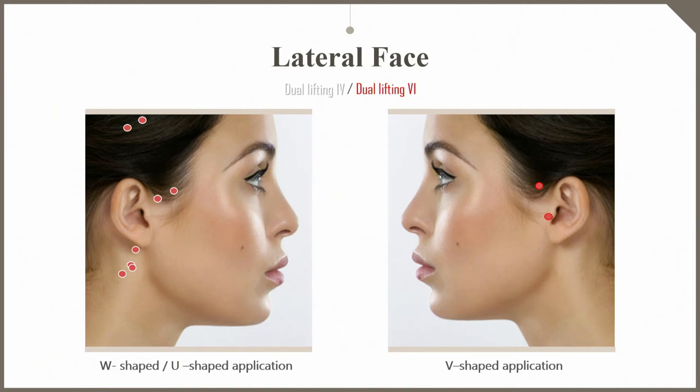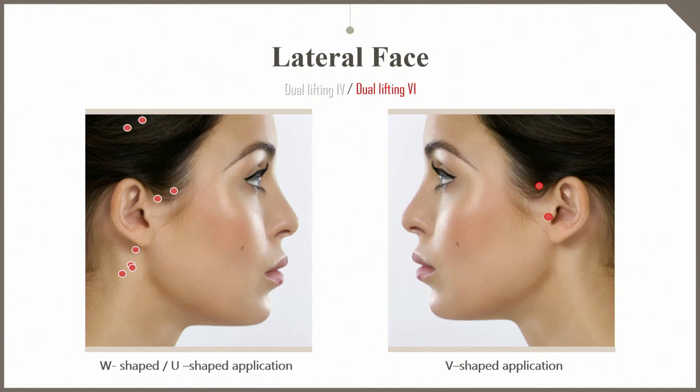I usually like to use dual lifting thread. You can remember this model I introduced in the first week. Dual lifting 4 and dual lifting 6. Dual lifting 4 means 42 centimeters long, bidirectional, with sclerotic cog, arrow shaped cog. Both ends of the thread have a 10 centimeter long blunt needle. It's a long thread. Dual lifting 6 is the same, but the length is about 30 centimeters.